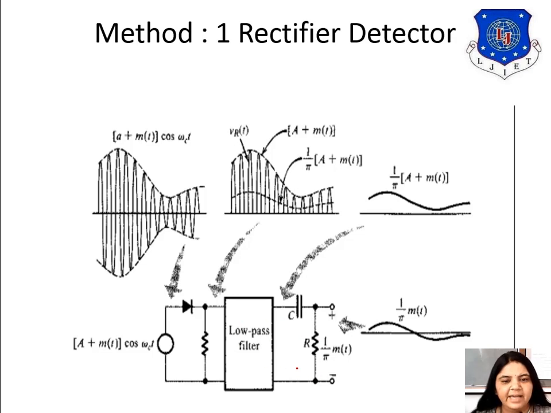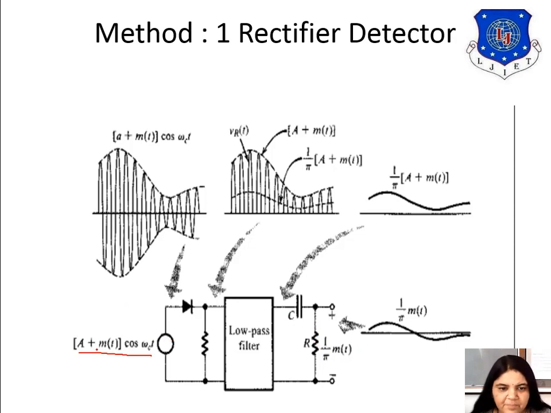Now here is the diagram of the rectifier detector. This is our AM output, the amplitude modulated output. This is the equation of the amplitude modulated wave, and it is passing through the diode. Now this diode D will act as a rectifier. The rectifier output is given to the filter, and it passes through the capacitor, and we can get the output across this R.